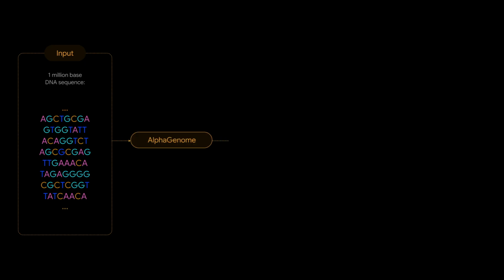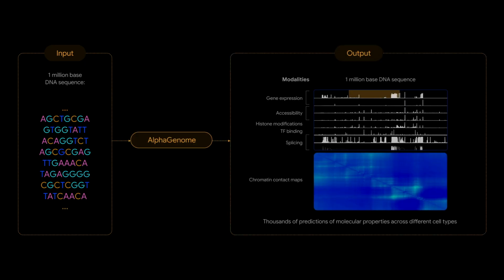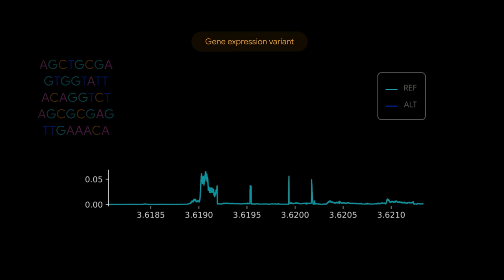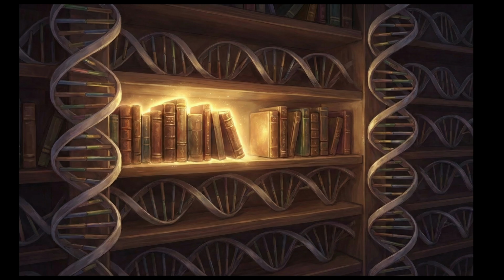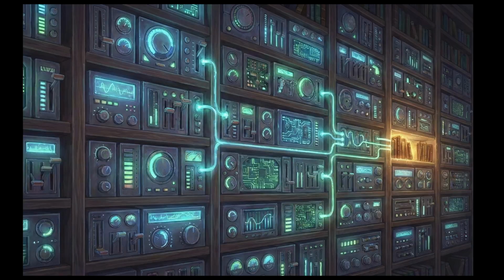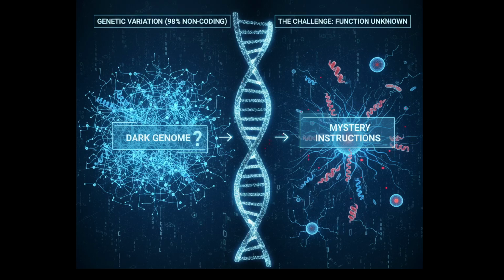Today, we're zooming out from individual machines to the entire factory flow, the regulatory code of the genome, powered by AlphaGenome. Think of your DNA as a massive library. For decades, we focused on the books, the 2% of our DNA that codes for proteins. But the other 98% is the instruction manual. It contains the switches, the dimmers, and the timers, like enhancers and promoters, that tell your body when to build a heart cell versus a neuron. Because over 98% of genetic variation is non coding, interpreting these instructions is one of the greatest challenges in biology.